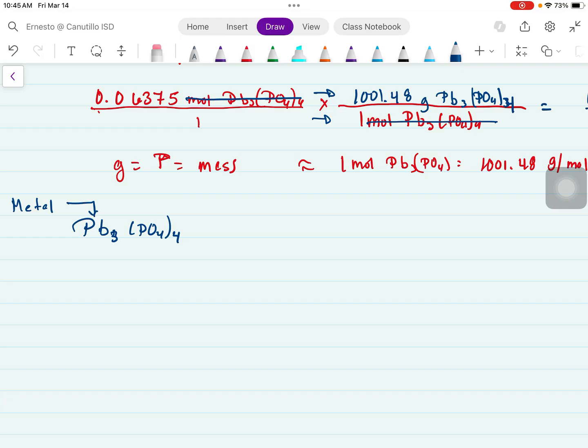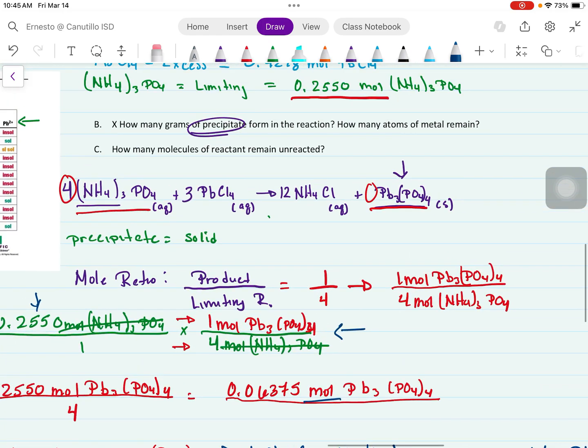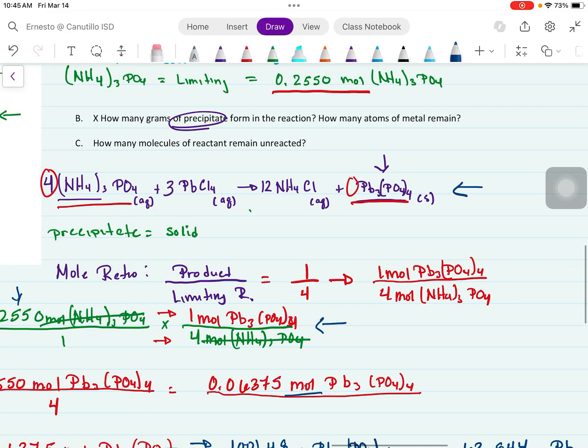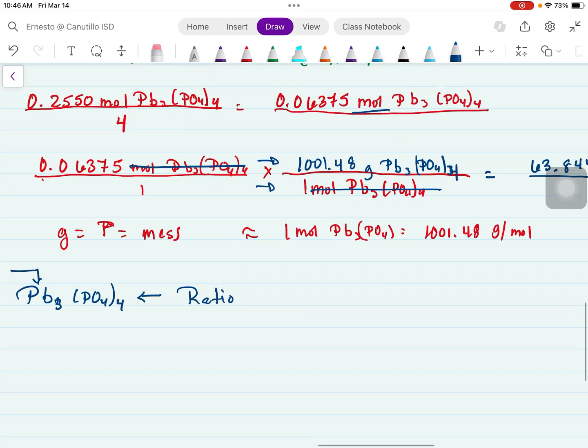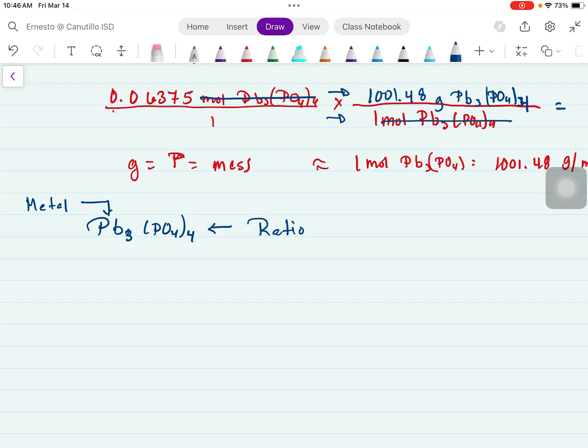Here's what I'm asking. What we're going to do is find the ratio within a single compound, right? Before, we've been doing ratios within chemical equations like this, okay? But you can do the same thing within a compound. So for example, this chemical formula represents one molecule of a substance, right? So in one molecule of lead 4 phosphate, how many atoms of lead exist? Well, that's easy to figure out.